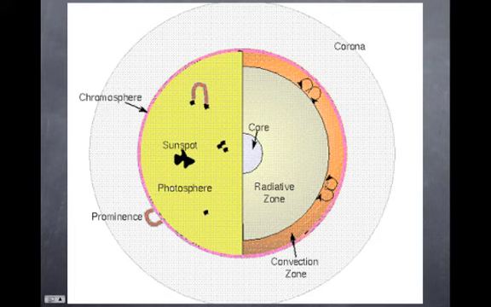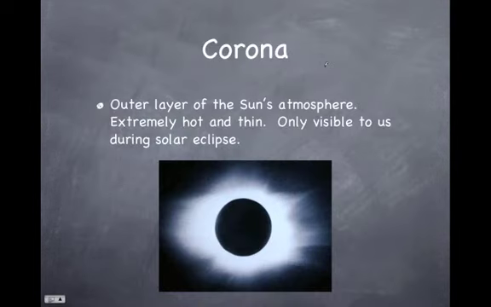Now, the sun is made up of different components. So this is a very basic image showing you the different parts of the sun with the core in the center. Here's our core. And then we get two layers outside that, the radiative zone and the convective zone. Then we get the surface of the sun, which we call the photosphere. And then the chromosphere is a small region outside of it, and then the corona. Now, the corona is the outer layer of the sun's atmosphere. It's extremely hot and thin and only visible to us during a solar eclipse or with special satellites.